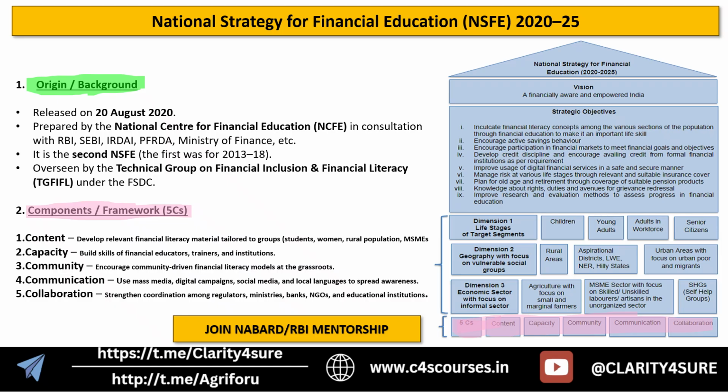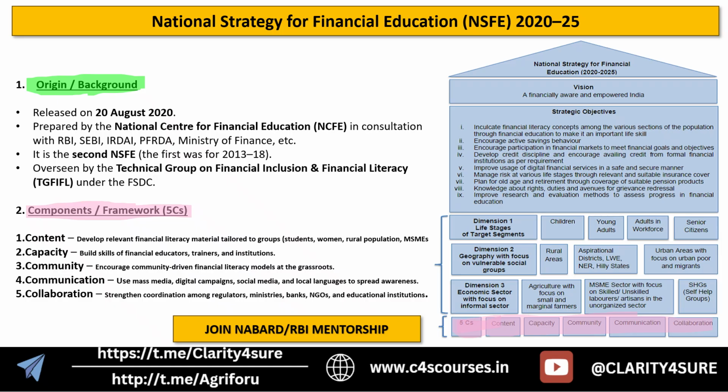The same we saw for the FAME. So those are the objectives, including the financial literacy concepts, because once citizens are financially aware, that will empower India. Okay, and this National Strategy for Financial Inclusion 2020-25 is the second NSFC, and the first edition was released in the year 2013 to 2018. Okay, and it is overseen by a group called the Technical Group on Financial Inclusion and Financial Literacy.